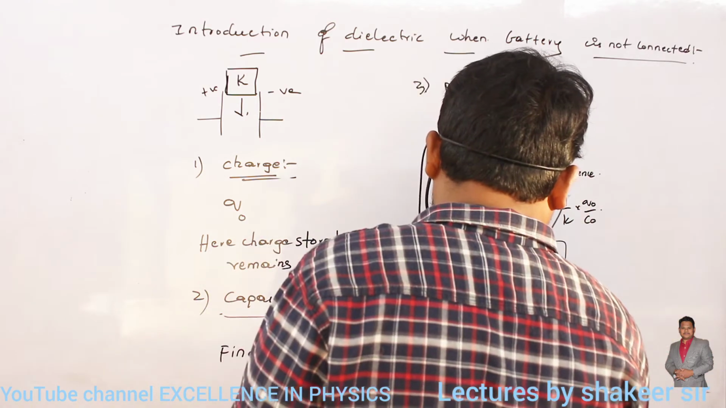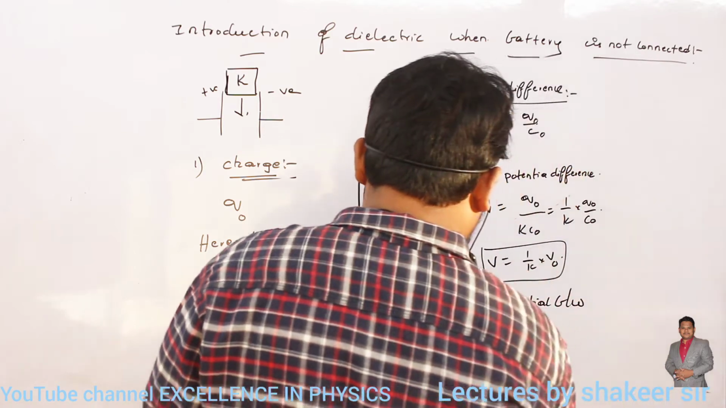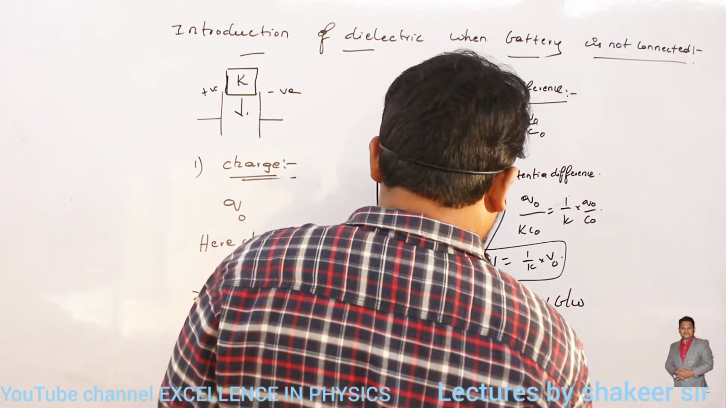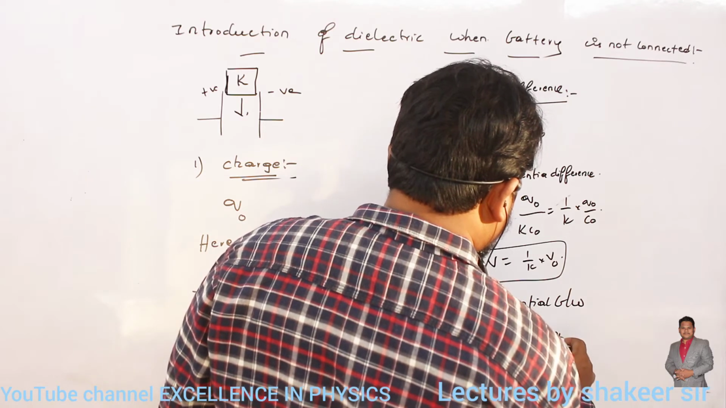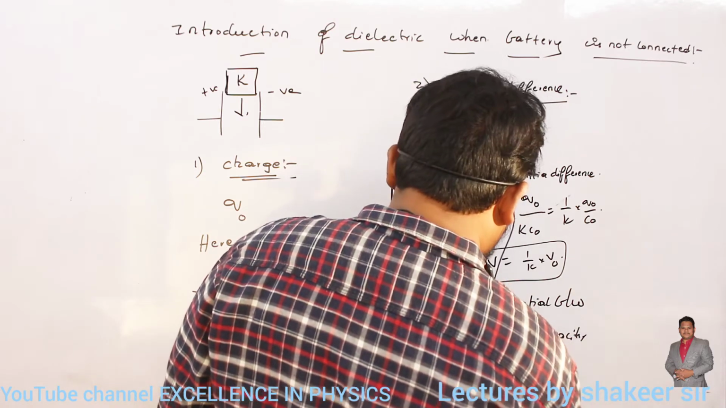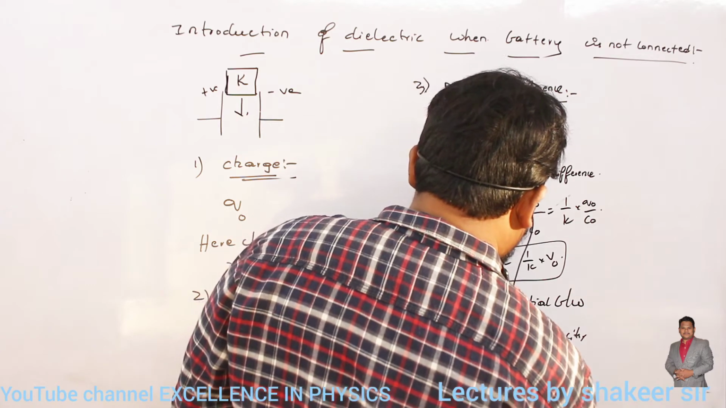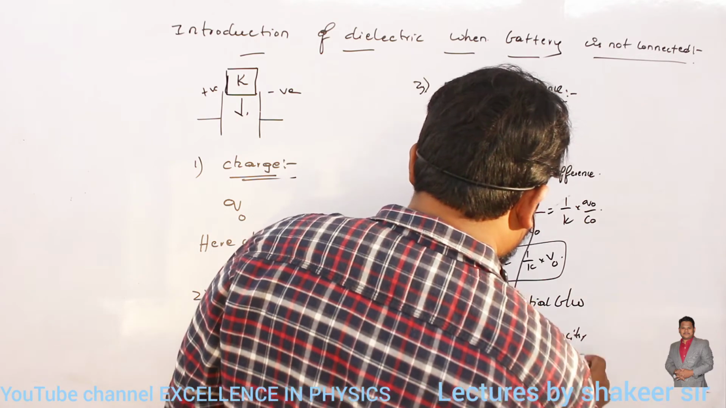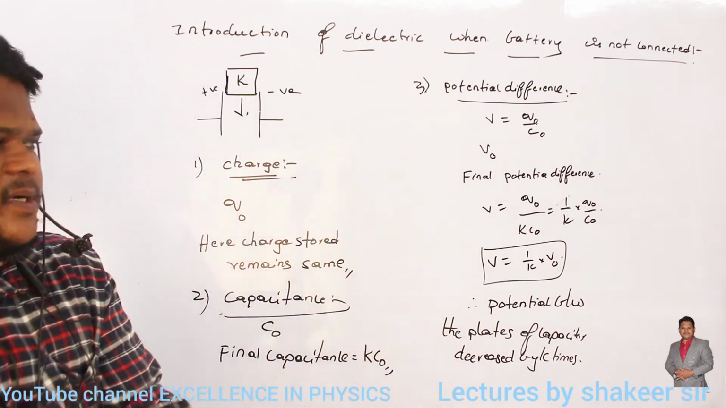So here you write down: the potential between the plates of the capacitor has decreased by K times. So potential difference between the plates of the capacitor has decreased by K times.